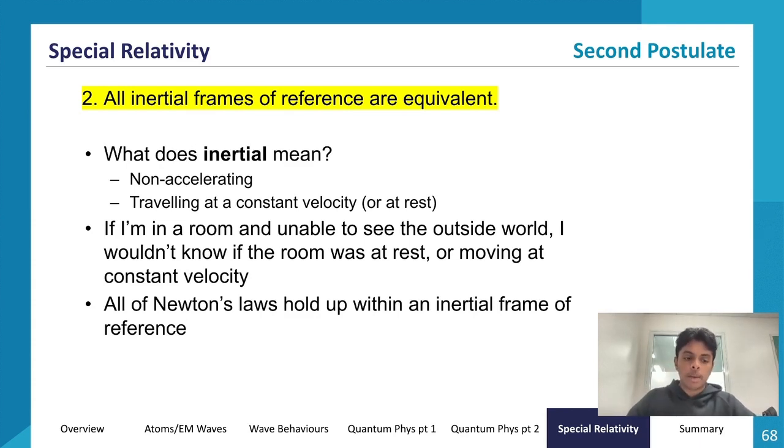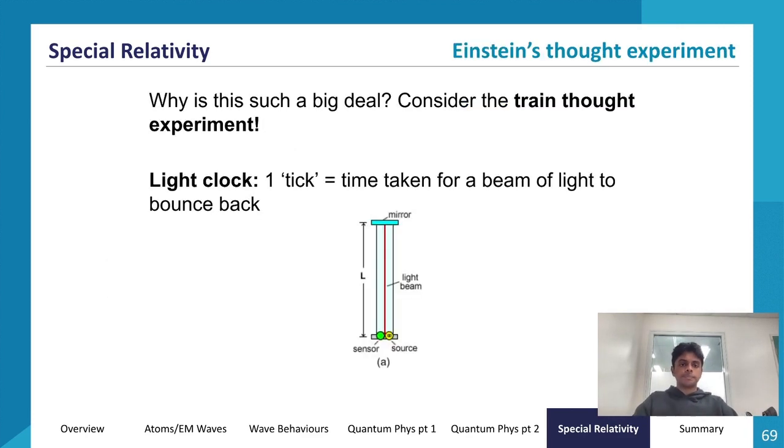So going back to the example with the ball, if you throw a ball, it would follow parabolic motion. If you're traveling at 500 meters per second constantly, same as if you're traveling at 1 meter per second constantly, the ball would travel the same parabolic motion. That kind of shows that Newton's laws hold up in all inertial frames of reference. So why does this become a big deal?